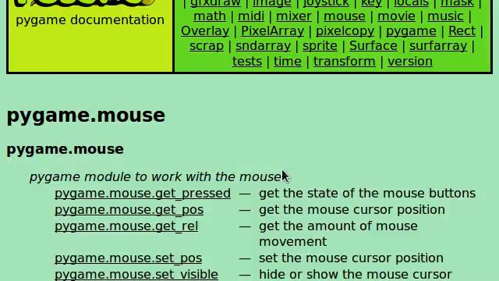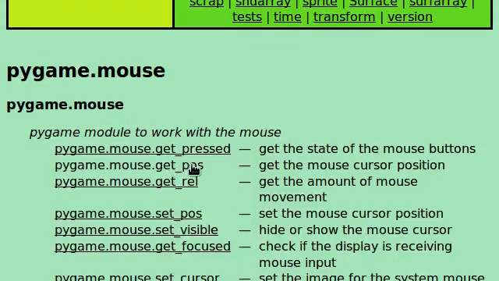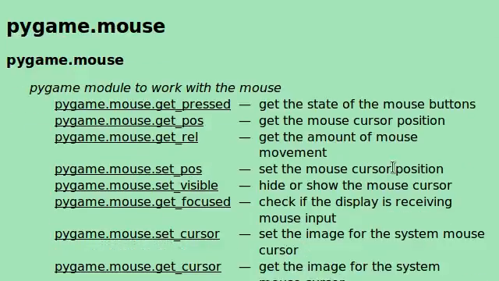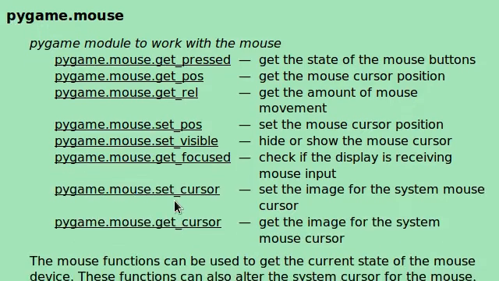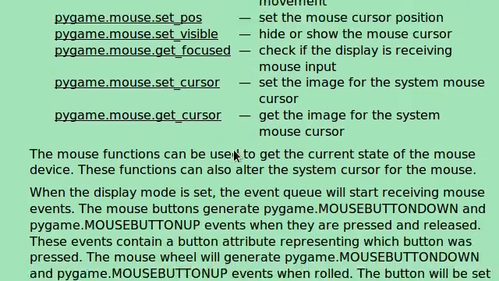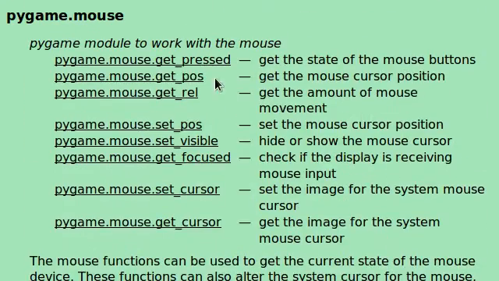Pygame module that allows you to work with the mouse. You can get whether it's pressed, you can get the position, you can get the amount of mouse movement, you can set the mouse cursor position, which is very cool. You can determine whether or not the mouse is visible, whether or not the window is getting the mouse positions and mouse clicks from, get focused, change the cursor, get the cursor, nifty different things. mouse.get_pos is what we're going to be looking at right now, though.